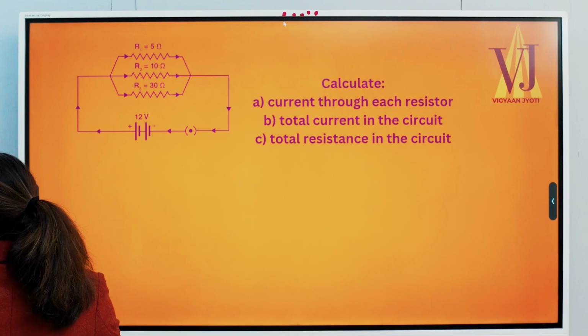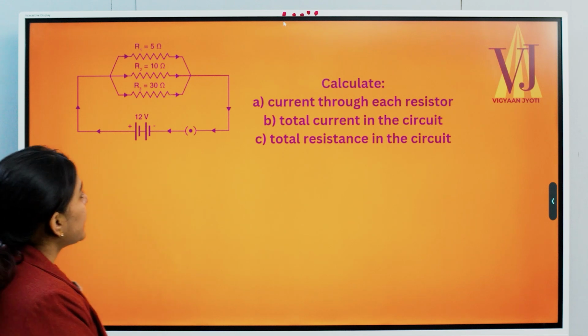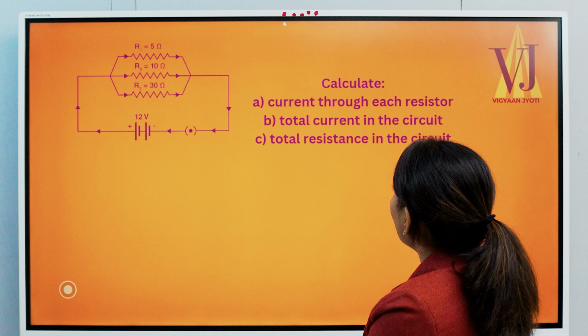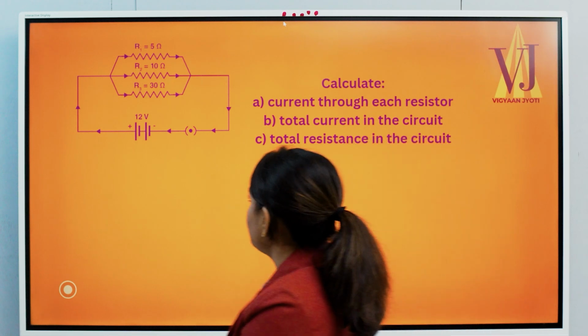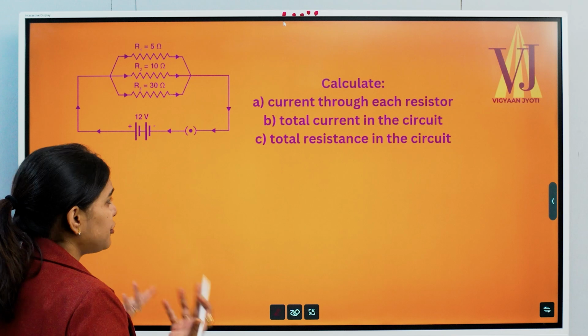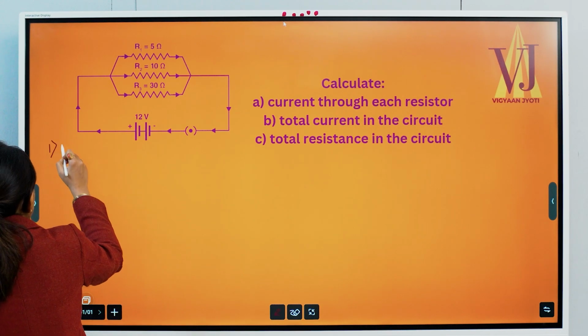Okay, so we have resistances of 5, 10, 30 ohm, and a 12 volt source. Calculate the current through each resistor. Now we have to find it out. For such kinds of questions, overall you have to find the equivalent resistance. Again the same story, a parallel combination.